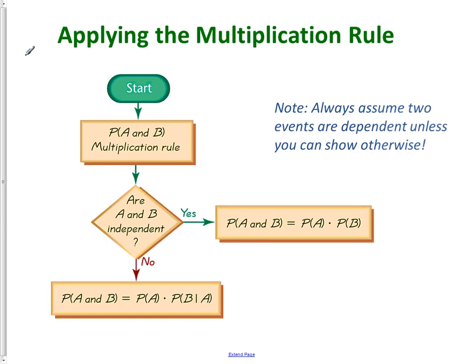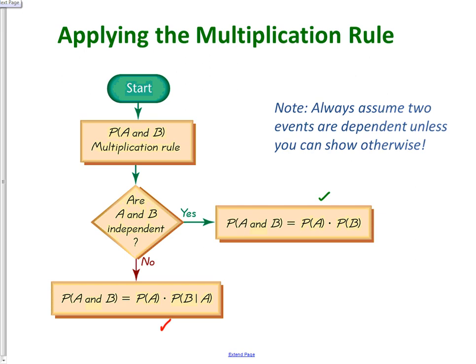To apply the multiplication rule, we should think about a little bit of a system. First of all, we should always assume that 2 events are independent unless we can show otherwise. If the events are independent, then we can use our rule where we just simply multiply the 2 probabilities directly. But if the 2 events are not independent, that is, if they're dependent, then we must use the formal multiplication rule, the probability of A times the probability of B given A.